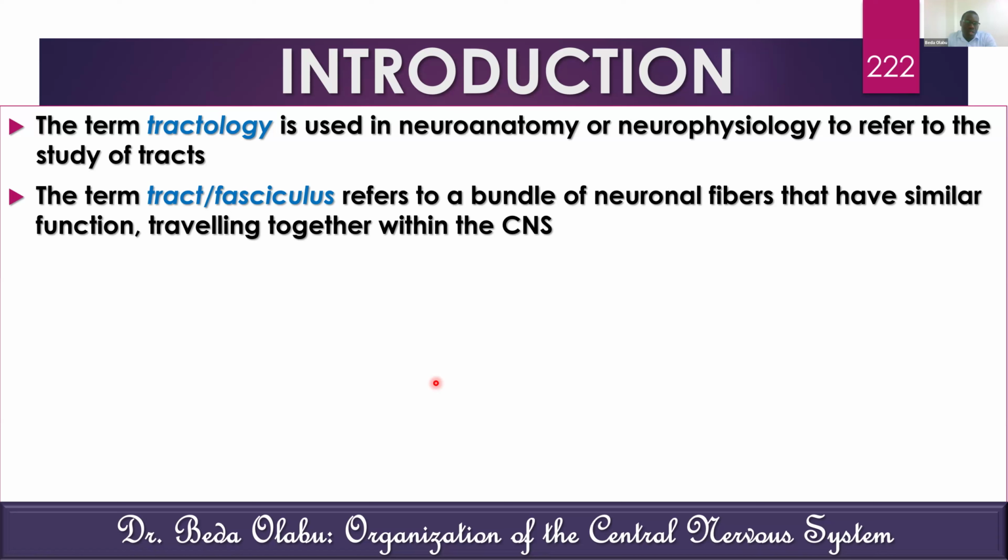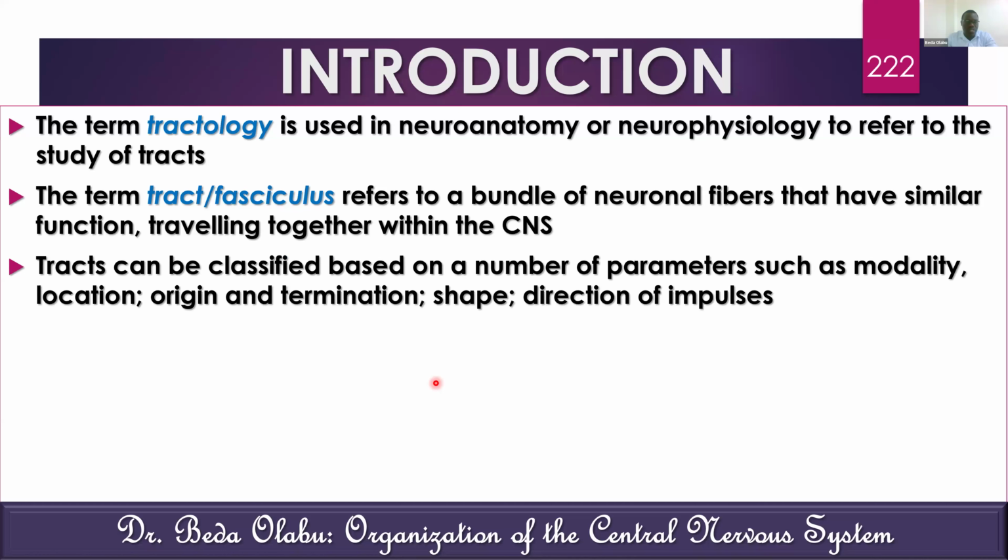So there are axonal fibers that are found within the central nervous system. That means that they constitute white matter. They are traveling together and they have the same function, that is a tract or fasciculus. We can classify tracts of the central nervous system based on very many things. For example, you can classify them based on modality, so that you have sensory tracts, you have motor tracts. You can also classify tracts based on where they are found.